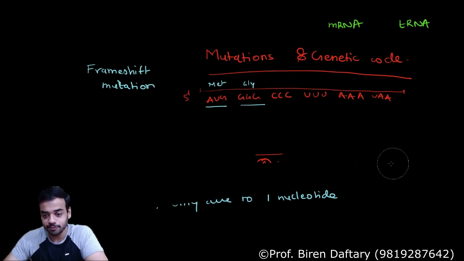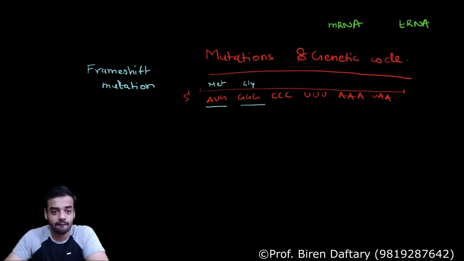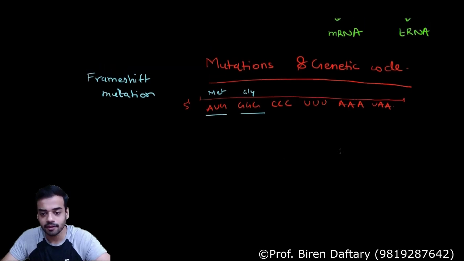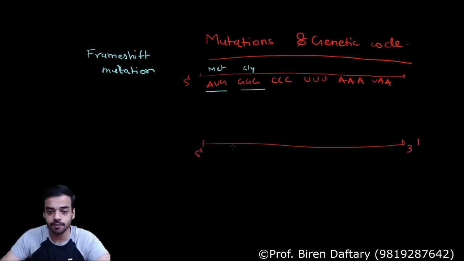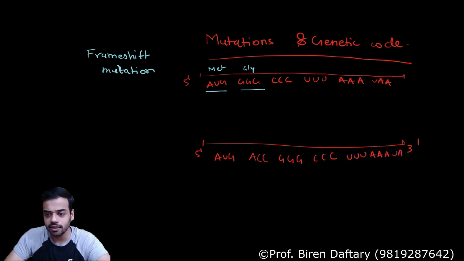See, I will show you this. Again, the same thing. Okay. 5 prime, 3 prime. AUG. Now, if the mutation is addition, but I am adding 3 nucleotides, any 3 if you want, I will add A, C, C, and then I write down the same thing, G, G, G, C, C, C, U, U, U, A, A, A, and U, A, A. Now, will there be a frame shift over here? There will be no frame shift.